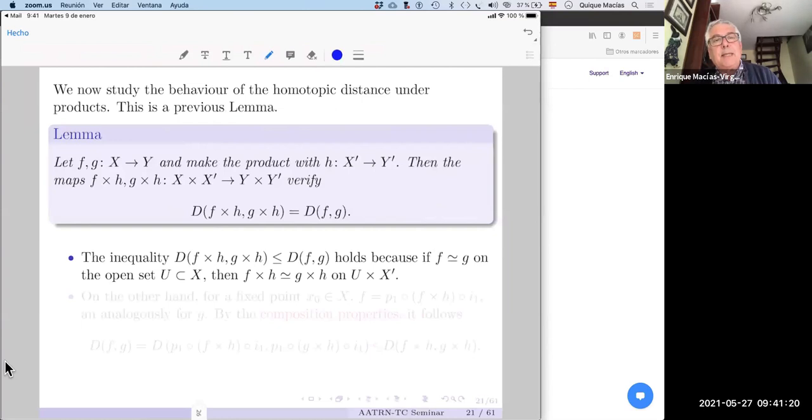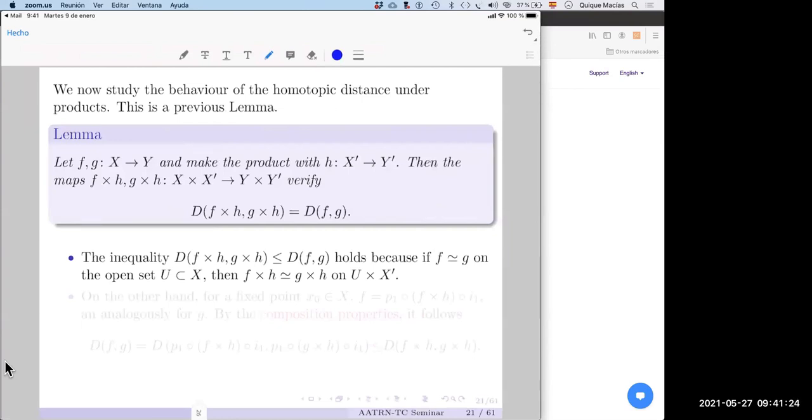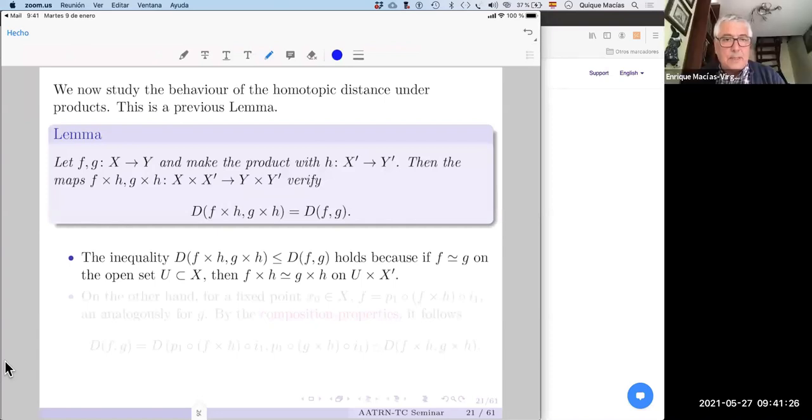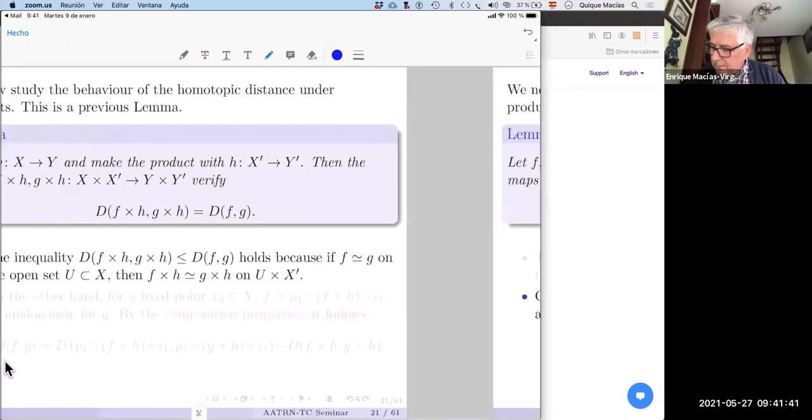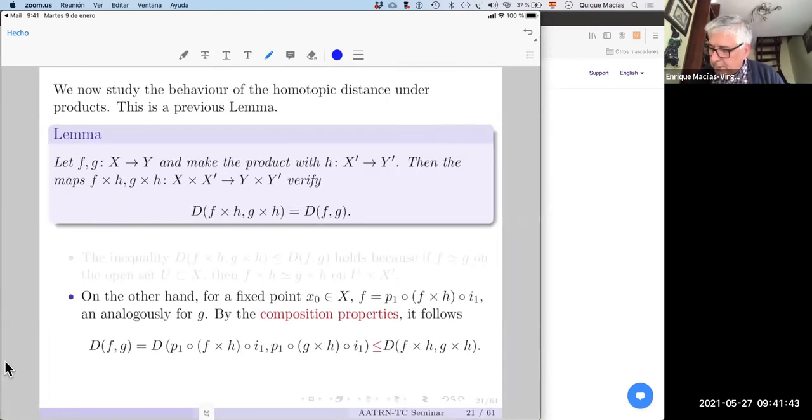We now study the behavior of the homotopic distance under products. This is a previous lemma. If you have two maps and you make the product with a third map H, then the distance between the products is the same as the distance between the original maps. And the proof is very easy. I wrote it here, but you can try. You only use these composition properties. No, sorry, just the compositions.